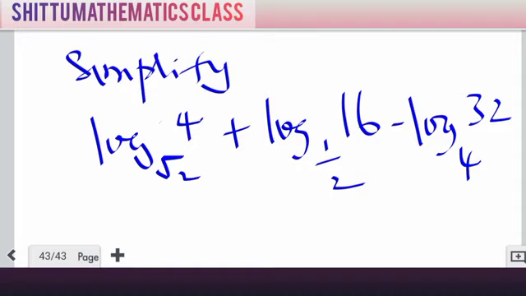So now let's get started from here. The question says we should simplify log 4 to base root 2 plus log 16 to base 1 over 2 minus log 32 to base 4.